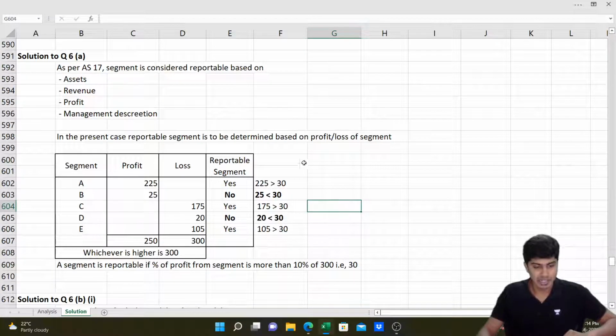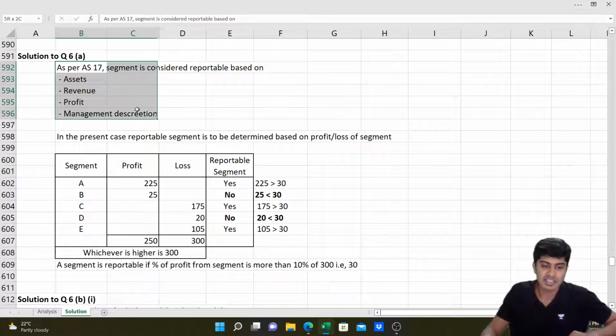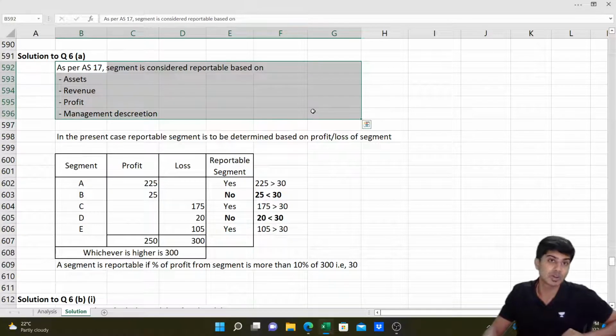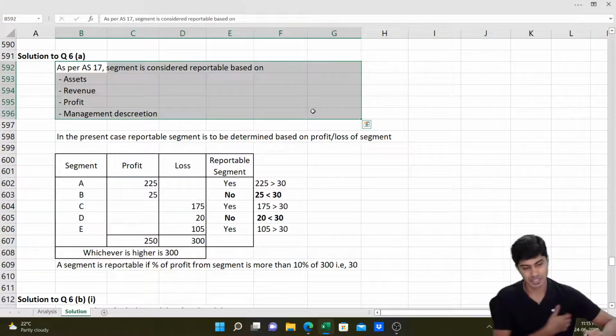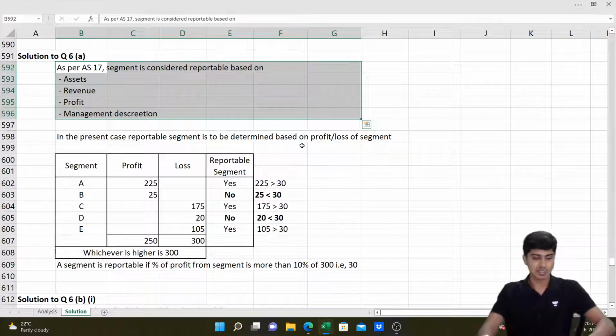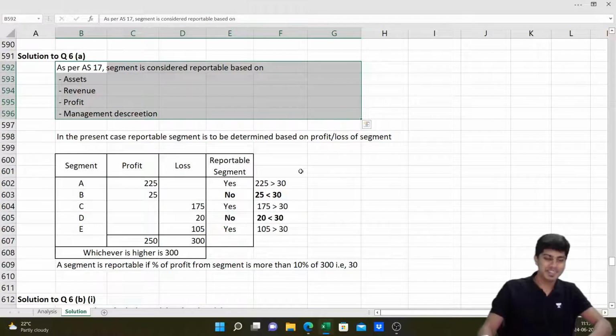Got it? And a little bit of theory that I told previously. A segment is considered reportable based on assets, revenue, profit and management discretion. Revenue in this case is turnover. Okay guys, so that's with regard to 6A. Shall we go to 6B?